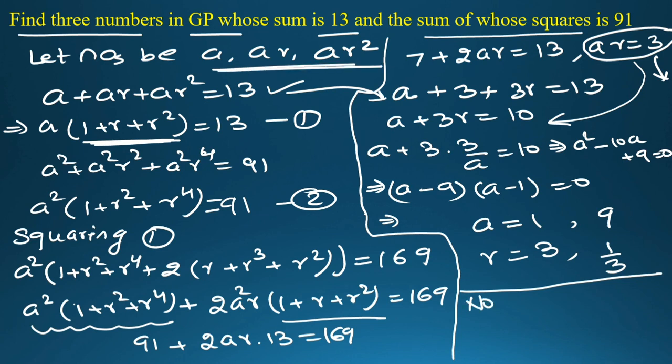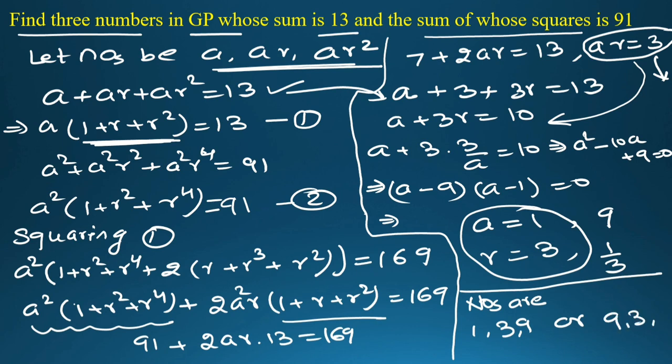So, the numbers, if I am taking 1, 3 as the pair, then 1, 3, 9 will be the answer. Or when you reverse it, if you take the number 9 and 1 over 3, then it will be 9, 3 and 1. Okay, this will be the answer. No doubt the question was a little lengthy, but it's okay. Sometimes we get lengthy questions also.